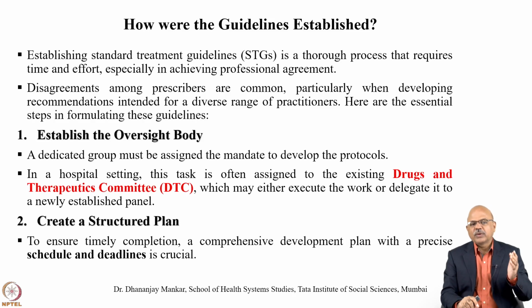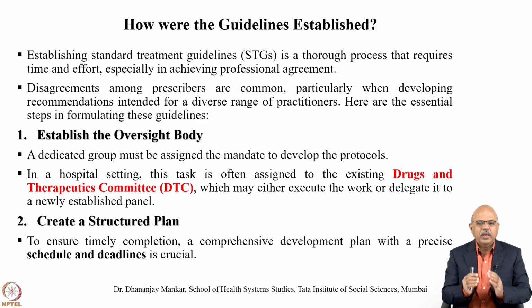Some of the steps that we can see when formulating these guidelines are: 1. Establish the oversight body. A dedicated group of people must be assigned to be mandatorily responsible for preparing the protocols. That is called the Drugs and Therapeutic Committee. In the hospital setting, this task is often assigned to them, and they work on that and delegate this work. This is the panel which works for this part.